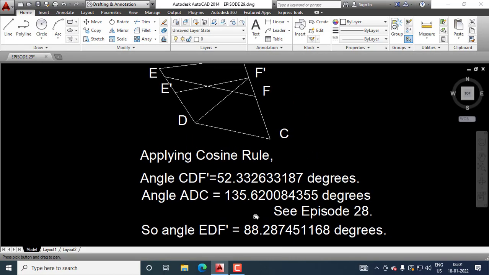So angle EDF dash is equal to 88.287451,168 degrees. We deducted this figure from this figure. We deducted this angle from this angle. Then we get this angle. EDF dash is equal to 88.287451,168 degrees.